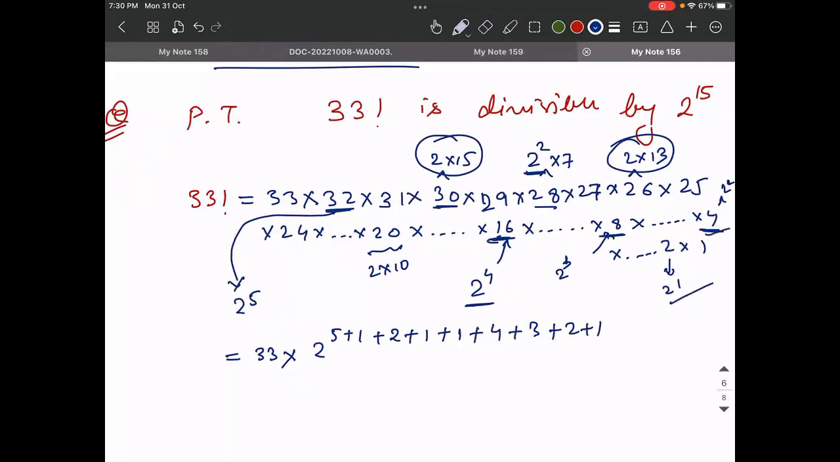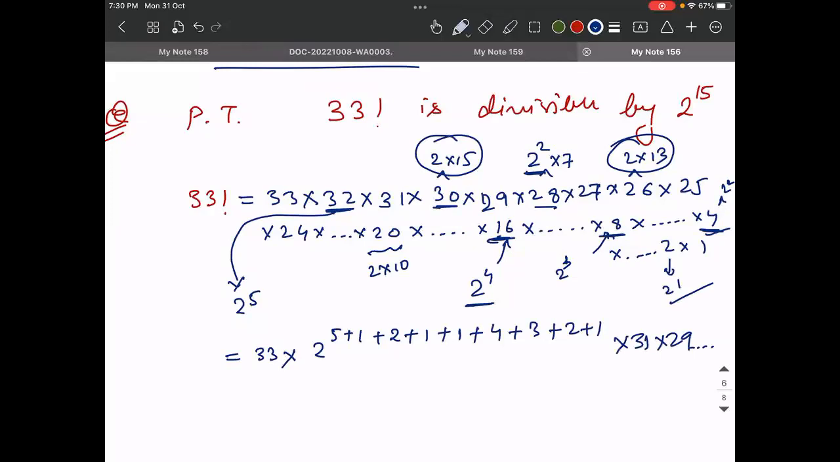How much will 5 plus these be? Just add these. How much is this? 20, right? Yes. And multiply all other numbers, whatever number is remaining, like 31, and what else is remaining, 29. All other numbers, you just write them. Are you getting it or not? Is there any problem?